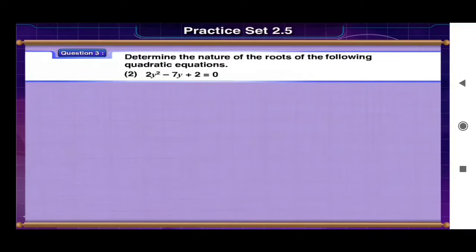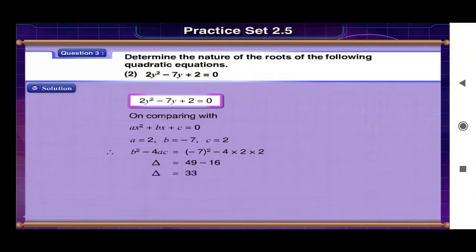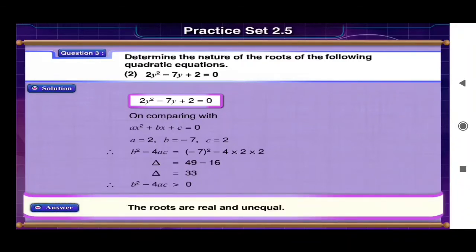2. 2y square minus 7y plus 2 is equal to 0. On comparing with ax square plus bx plus c equal to 0, we get a is equal to 2, b is equal to minus 7, c is equal to 2. Therefore, b square minus 4ac is equal to minus 7 square minus 4 into 2 into 2. So delta is equal to 49 minus 16, which means delta is equal to 33. Therefore, b square minus 4ac is greater than 0. Answer: the roots are real and unequal.